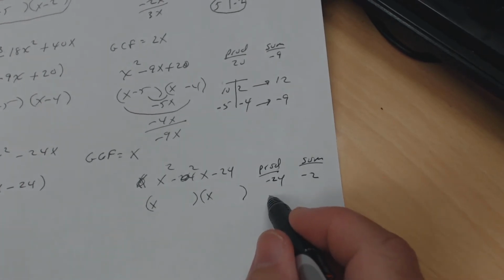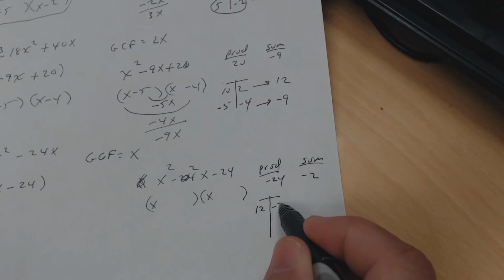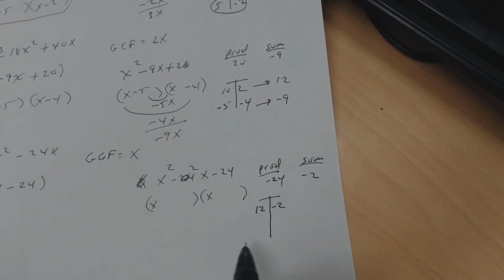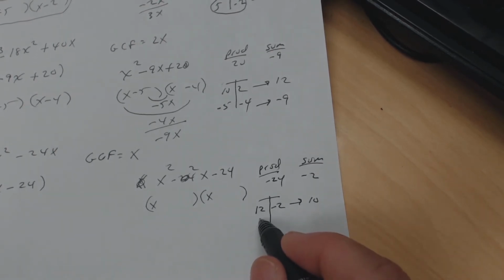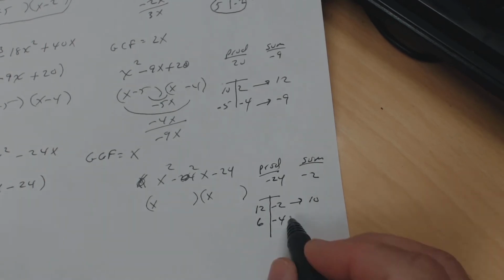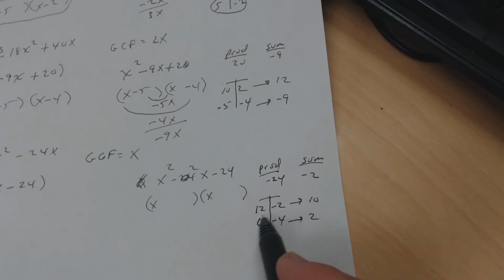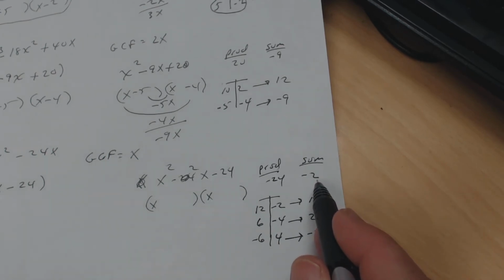If you think of all the possibilities, 12 times a negative 2 has a product of negative 24, but the sum gives me 10, so that doesn't work. 6 times a negative 4 is a negative 24, but the sum is a positive 2. I'm almost there. I want a negative 2, so all I have to do is change the signs. Instead of a positive 6 and a negative 4, I'm going to say negative 6 and a positive 4. When I add them up, I do get a negative 2, which is what I wanted the sum to be.